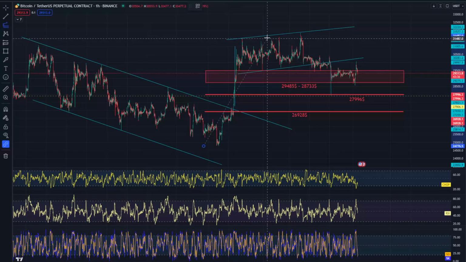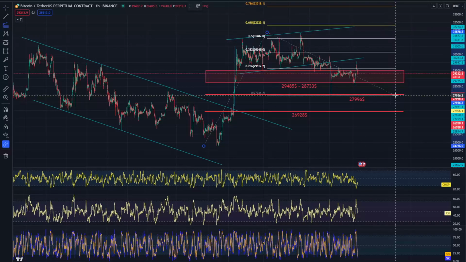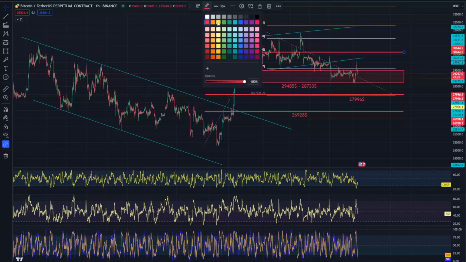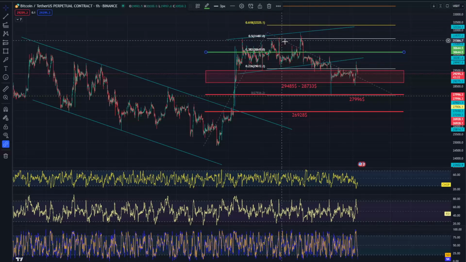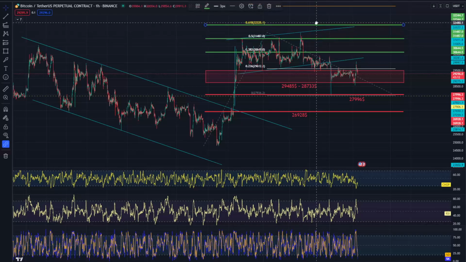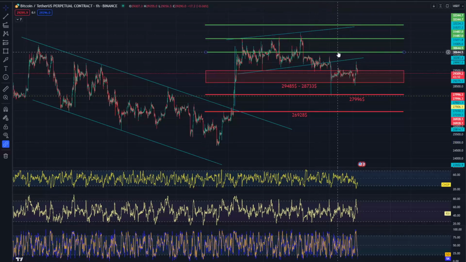Looking the other way, in a similar way, using the trend-based fib extension tool, we can determine the places of resistance. First, the price has to break the resistance at $30,644. Then we have a second resistance at $31,487. And then a third very strong resistance at $32,344.